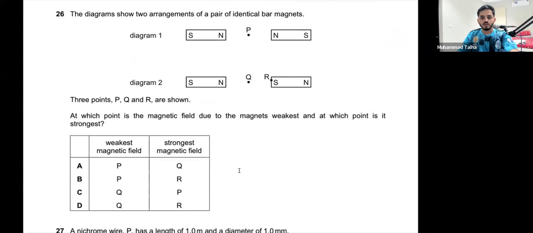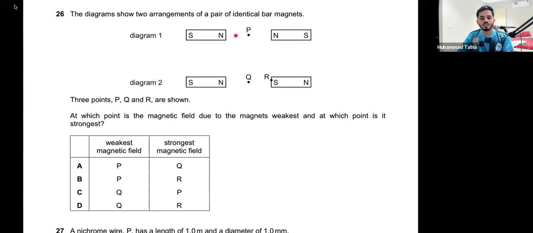All right. 26, the diagram shows two arrangements of a pair of identical bar magnets. So you have diagram 1, you have diagram 2, 3 points P, Q, and R are as shown. At which point is the magnetic field due to the magnets weakest, and at which point is it the strongest?